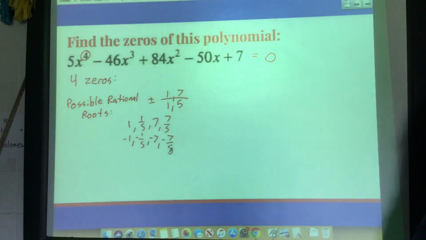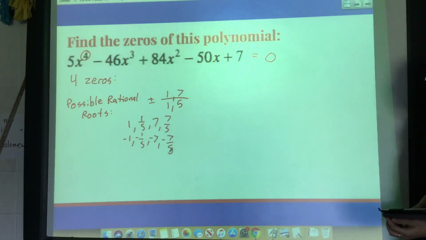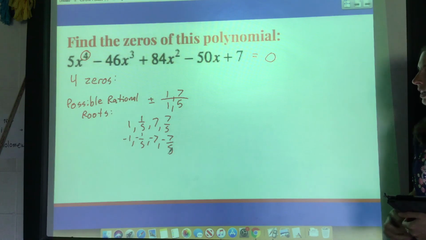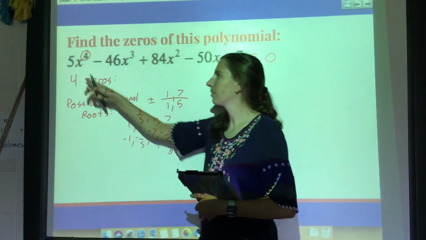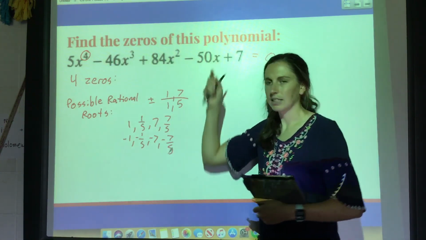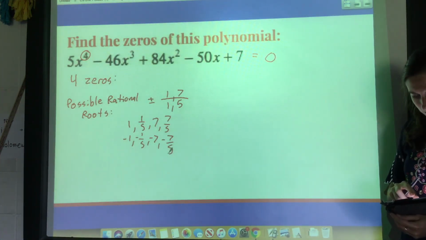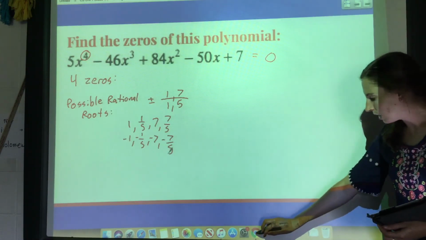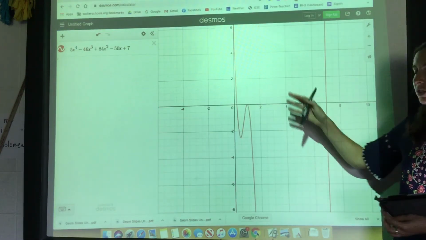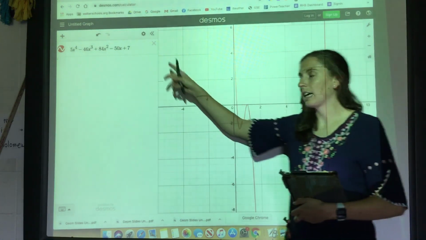Okay, so let's try some of those and see if they work. Like if you put in a 7, try doing 5 times 7 to the 4th. And 7, I think will work. But what I want to show you is you could actually just graph it. Feel free to use a graphing calculator or Desmos.